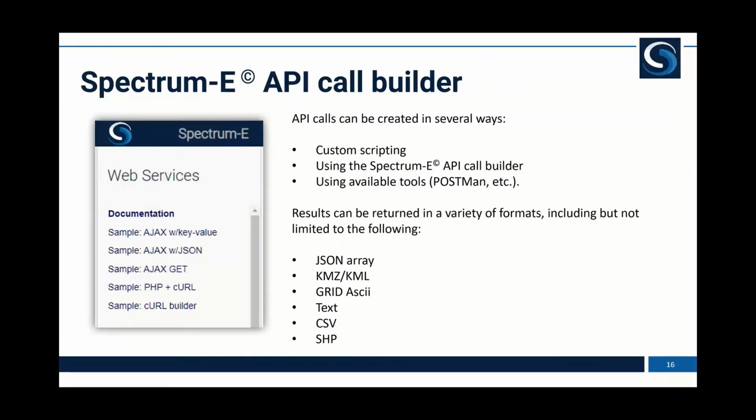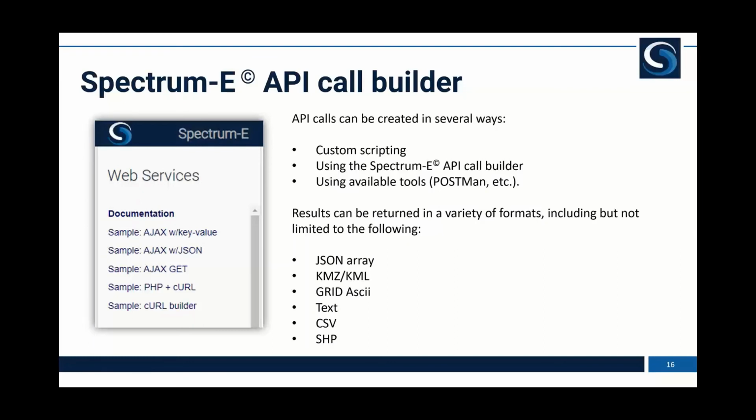And the Spectrum-E API also includes a call builder. It was at the top of that page that I showed previously. And this is just a bunch of options on how to create API calls. So we've got examples using key value pairs, JSON arrays, GET calls, PHP cURL examples. And the calls can be created in several ways.